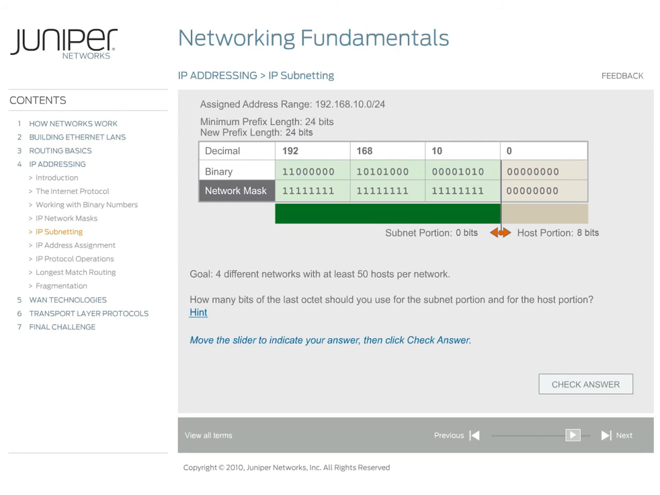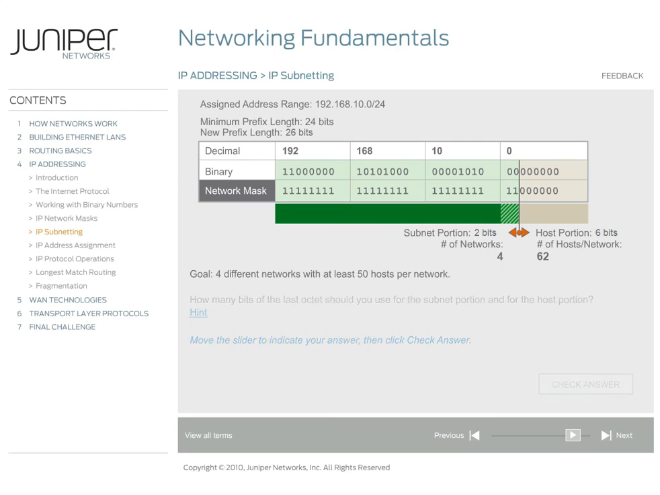Not quite. Try again. That's still incorrect. Designating 2 bits for the subnet portion will allow for 4 networks. The 6 bits remaining for the host portion will allow for up to 62 hosts per network.